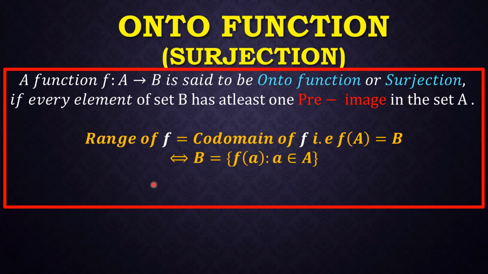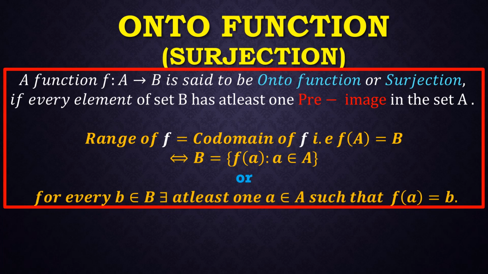And here we write B equals the set of f of a such that a belongs to A. B is always equal to the set of f images. That is called range. So range equals codomain set. Then that function is called surjection. Or in other words, for every b belongs to B, we take any element in the codomain set, there is at least one pre-image in the set A, that is a belongs to A, such that f of a equals b.